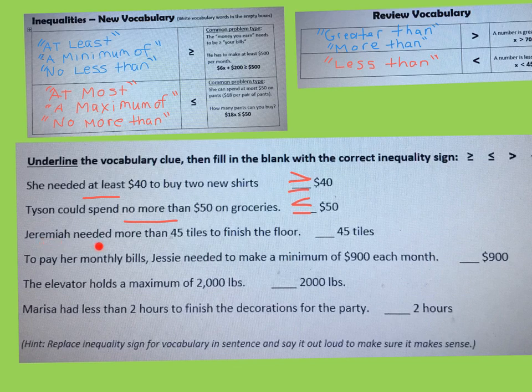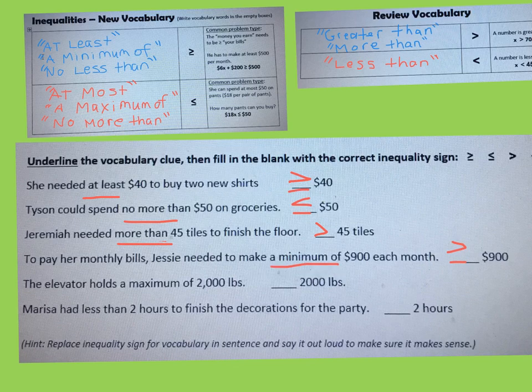The next one, Jeremiah needed more than 45 tiles to finish the floor. I'm going to underline more than and put the inequality symbol in here, more than 45 tiles. All right, to pay her monthly bills, Jessie needed to make a minimum of $900 each month. I'm going to look up here, and a minimum of is greater than or equal to.